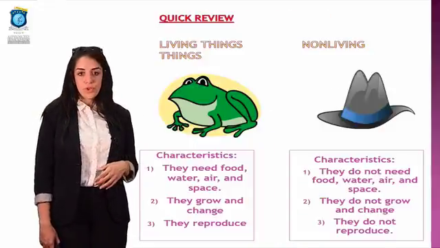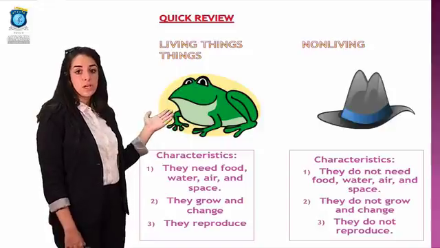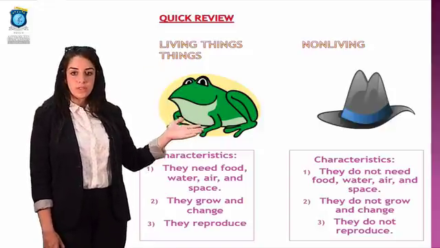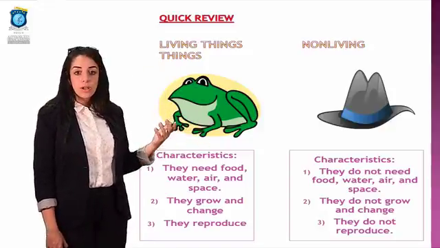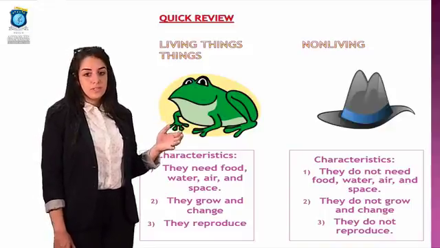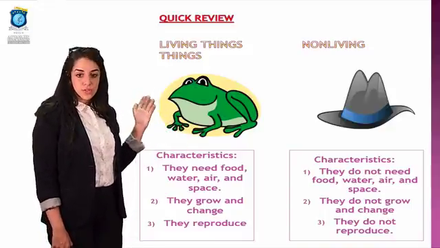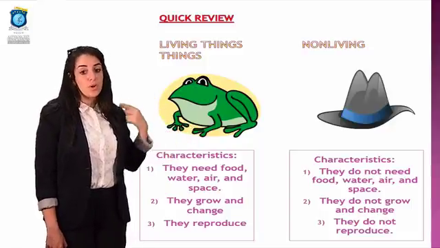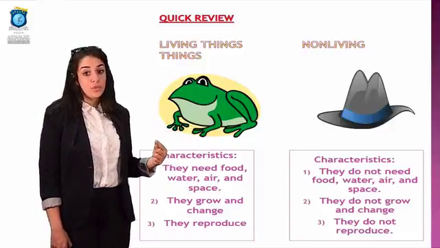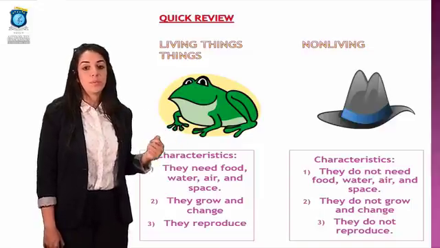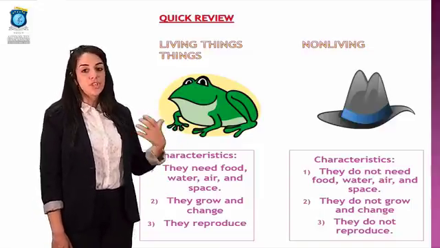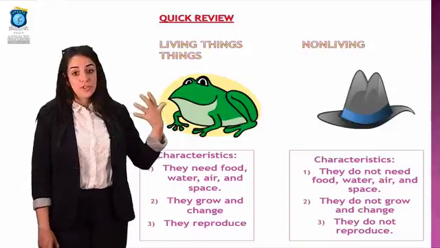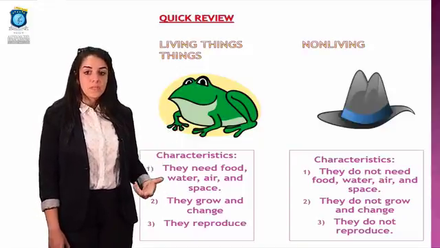Here is a quick review. The difference between the living things and the non-living things. The living things, like a frog, its characteristics are they need food, water, air, and space. They grow and change, and they reproduce. Again, what do I mean by reproduce? They make new things, or they give birth to new things just like them.